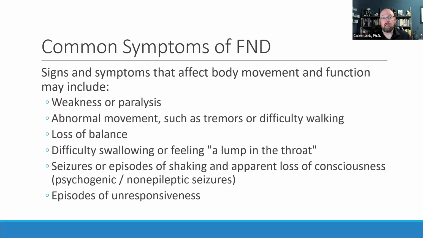So weakness and paralysis is one of the ones that we think about first. And this could be just one limb. This could be general weakness of the body. This could be a temporary paralysis of, again, a limb or part of a limb, or this could be a paralysis of an entire area of the body. So I've seen folks who had, for example, just an arm that didn't work anymore and was paralyzed. I've seen people who couldn't walk anymore and had FND paralysis, right?